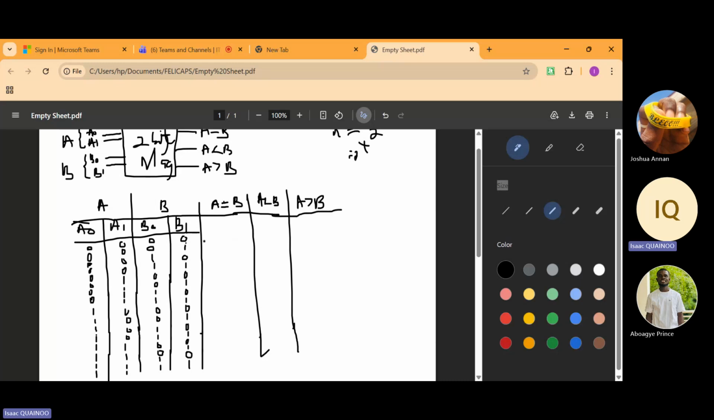Now that we have this, let us perform our comparison. You see, we've classified the inputs into A and B, right? The first inputs are classified as A. So A becomes A0 and A1, which is 0, 0, and B also becomes 0, 0. So now A is 0, 0 and B is 0, 0. Do we say A equals B, A is less than B, or A is greater than B? Is 0, 0 equal to 0, 0? Is 0, 0 less than 0, 0, or is 0, 0 greater than 0, 0?